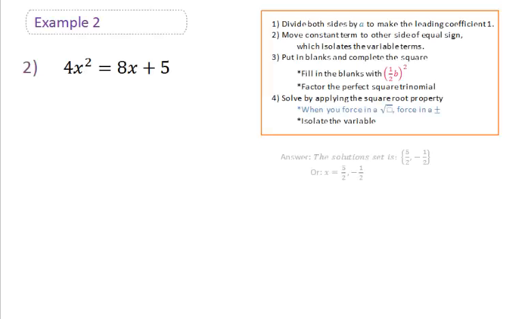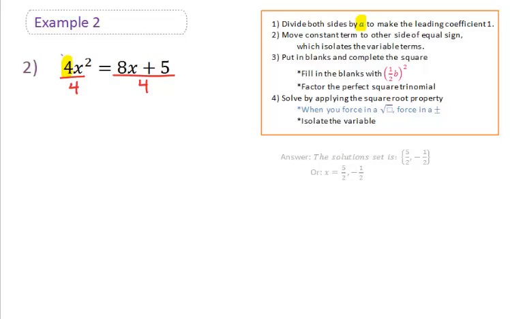My second example of this, 4x squared is equal to 8x plus 5. I suggest you pause the video and try and work this one on your own. Our first thing that we need to do is divide by our a term. Our a term in this example is 4. So we divide both sides of the equation by 4.